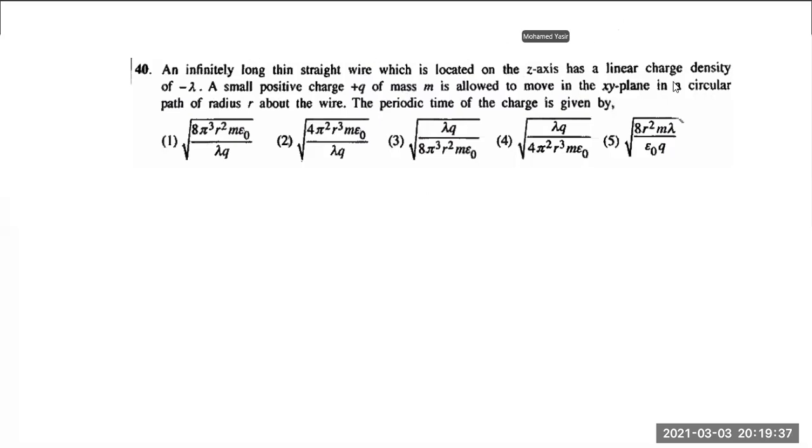The next question from 2020 is again not about capacitors, but I thought of discussing it since it's one of the latest questions. An infinitely long thin straight wire which is located on the z-axis has a linear charge density of minus lambda. A small positive charge plus q of mass m is allowed to move in the xy plane in a circular path of radius r above the wire. The periodic time of the charge is given by.